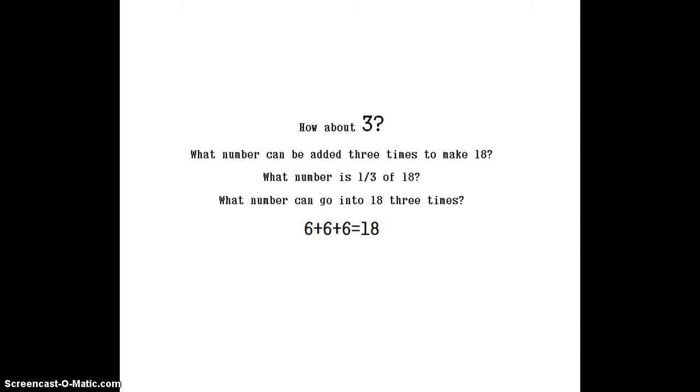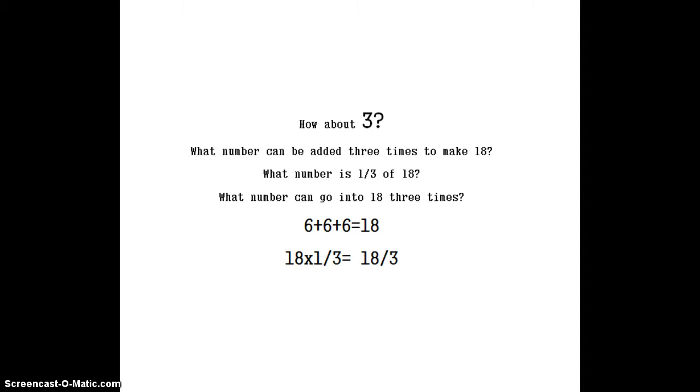What we want to know is if this is a whole number and can be considered a multiple of 18. Let's check. Here we can see that 6 plus 6, which is 12, plus 6 equals 18. So 3 6's, when you add them together, equal 18, which is the same as saying 3 times 6, right? Now, the next one asks, what number is 1/3 of 18? So let's check that out. 18 times 1/3 equals 18 over 3, right? So simplified, let's see what that is.